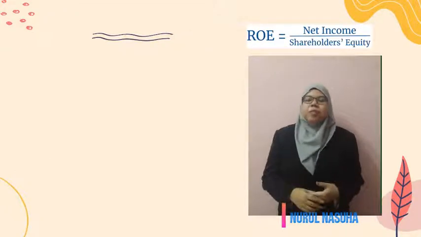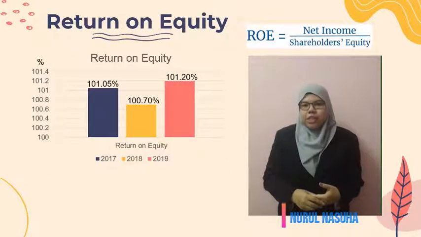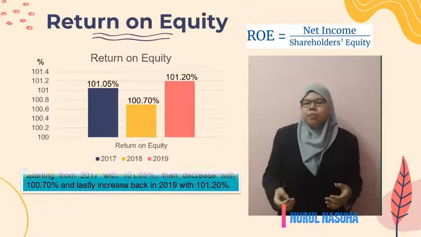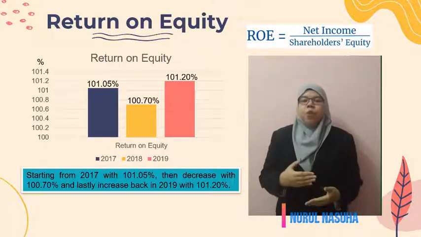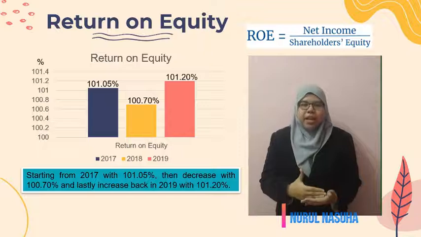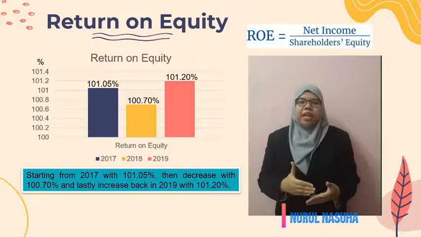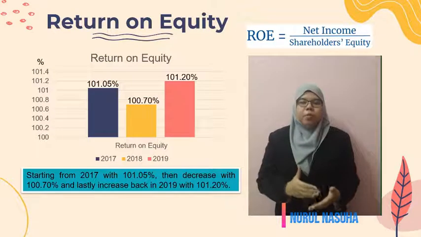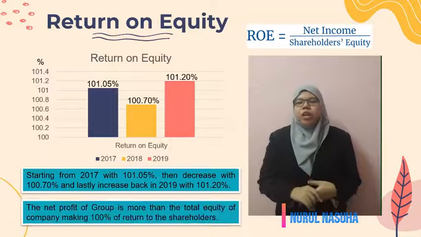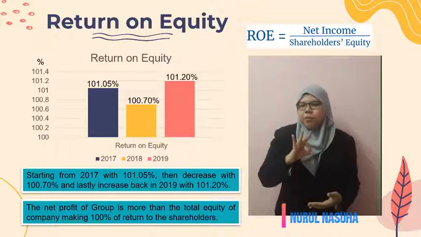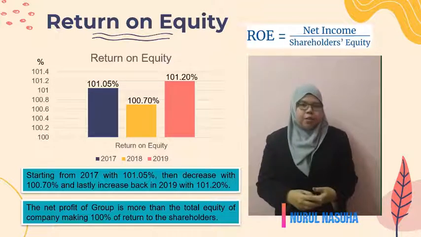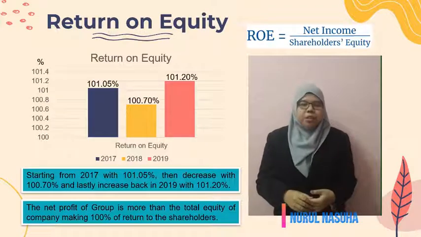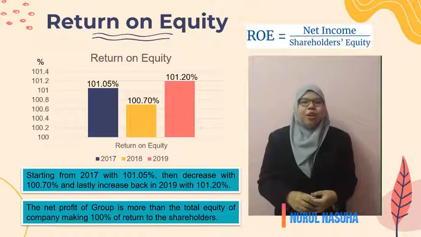Other than that, in terms of return on equity or ROE, the trend is fluctuating but there was no significant change. Starting from 2017, the ROE is 101.05%, then decreased in 2018, and lastly increased back in 2019 with 101.20%. Based on our analysis, the 3 years of the Nestle performance show that the net profit of the group is more than the total equity of the company, making a 100% return to its shareholders.